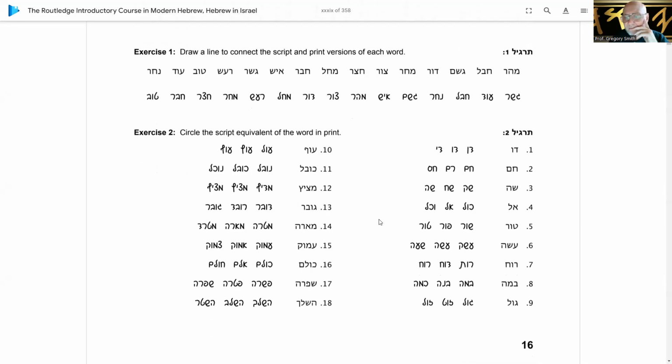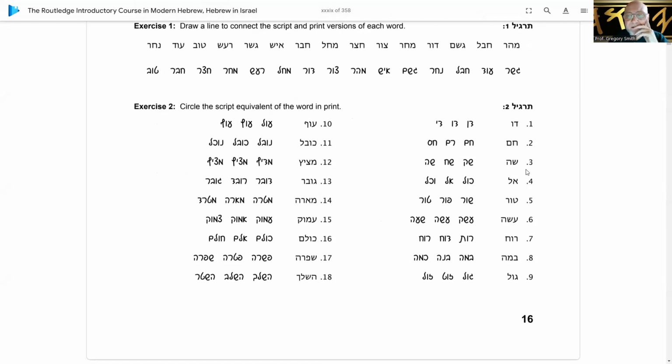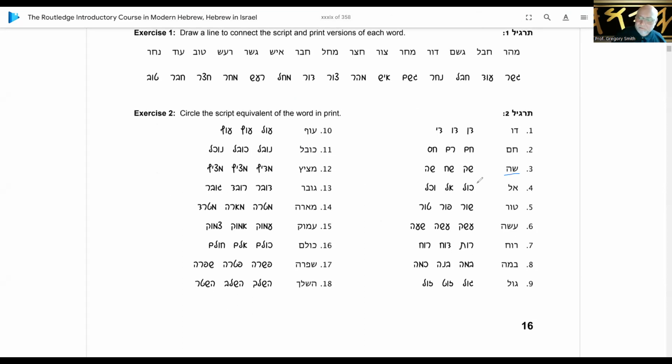Okay, so now we've got number 3. For some reason, we got started over here first. I don't know how I did that, but that's where I started. So we're kind of doing this backwards a little bit today, because I started with 10 down to 18, and now we're going to 1 down to 9. Okay, so we have, this looks like Shah.